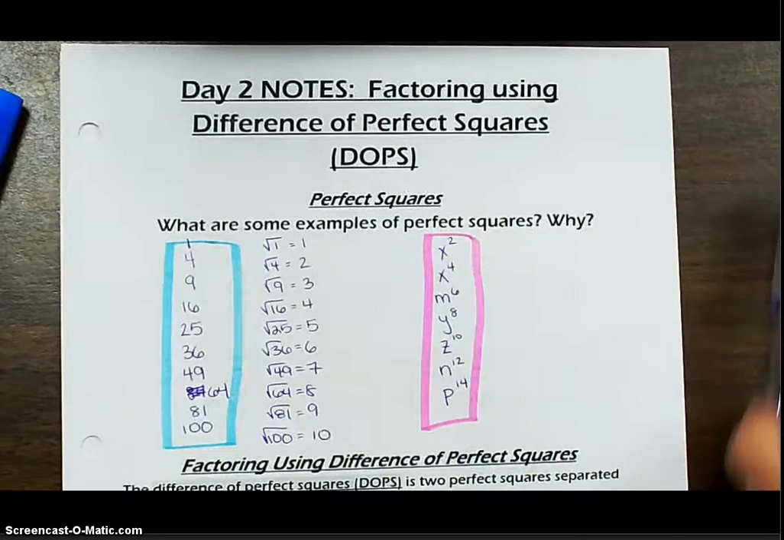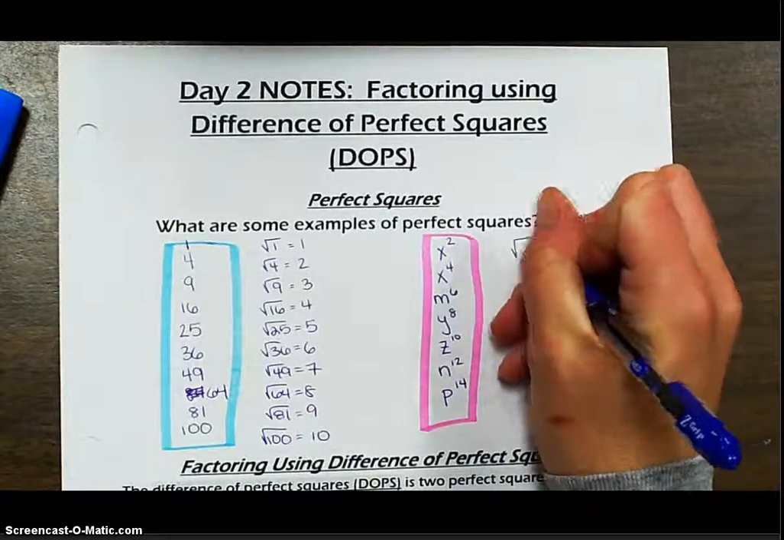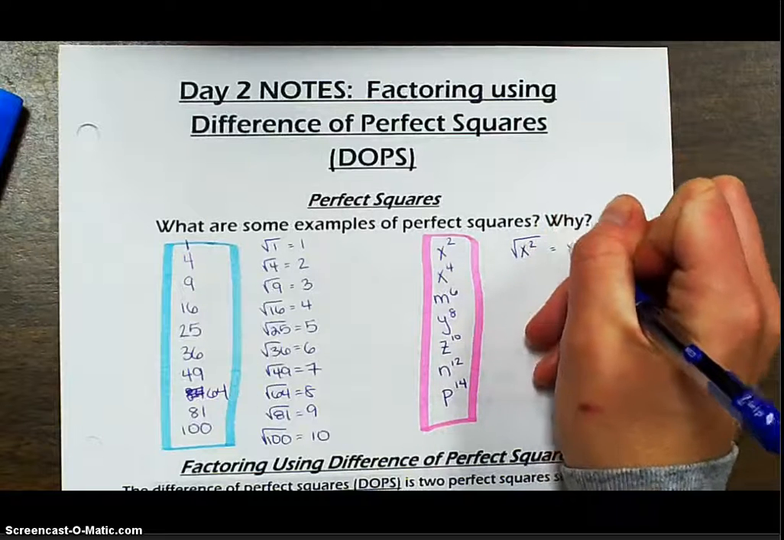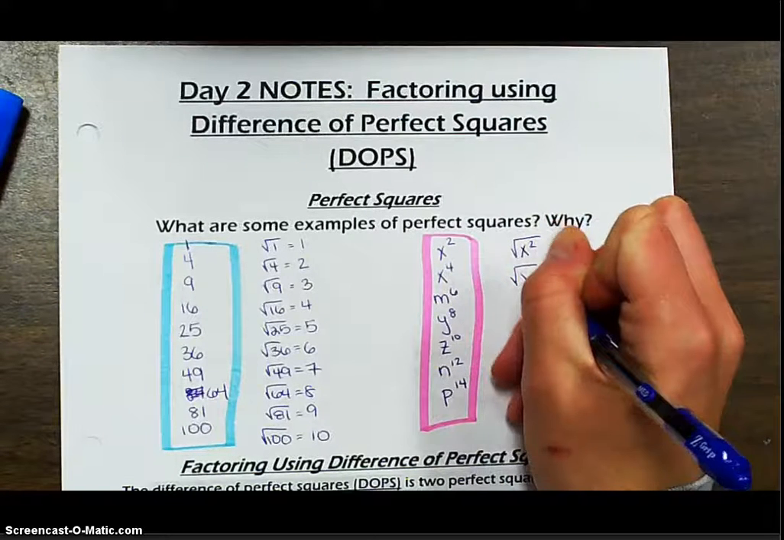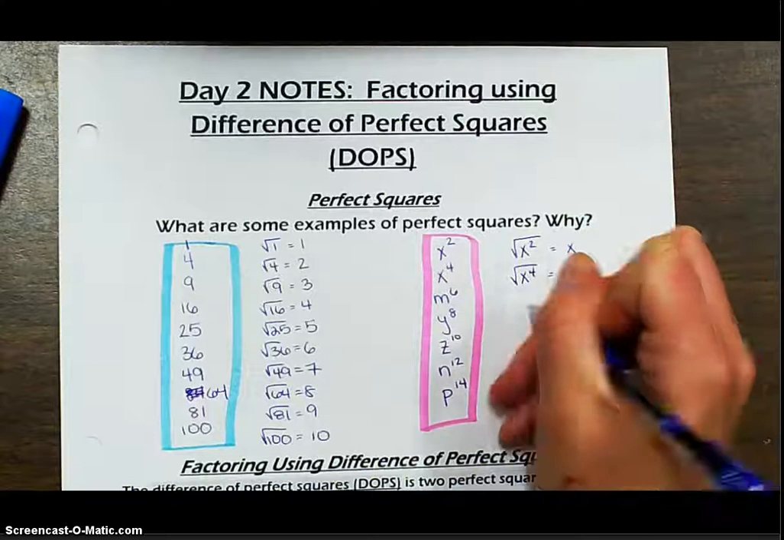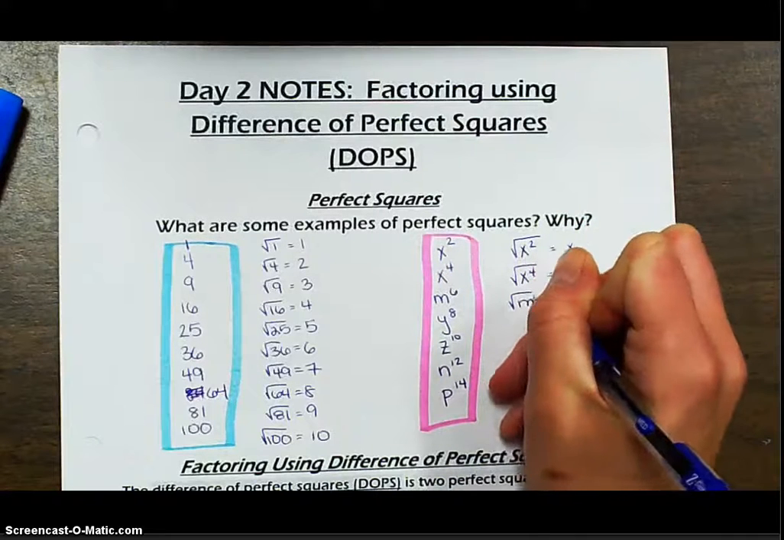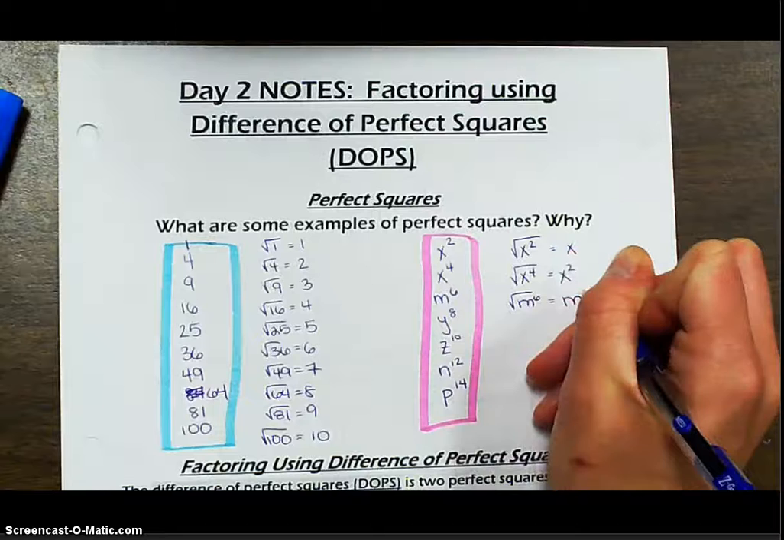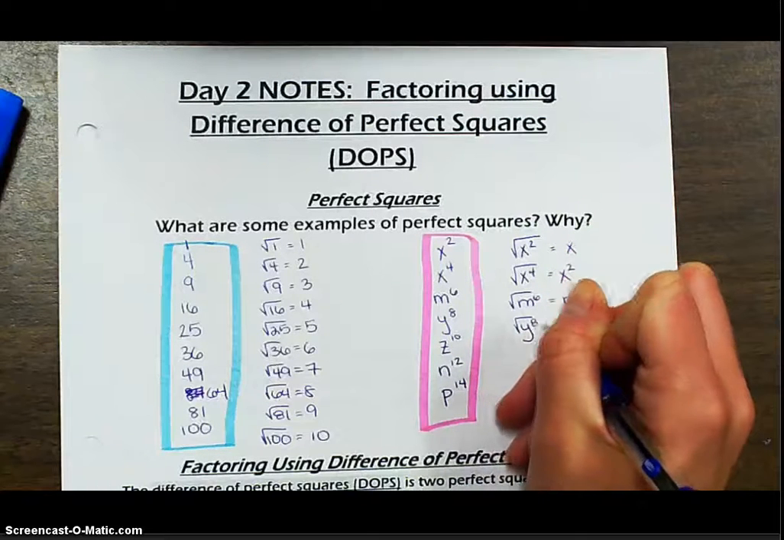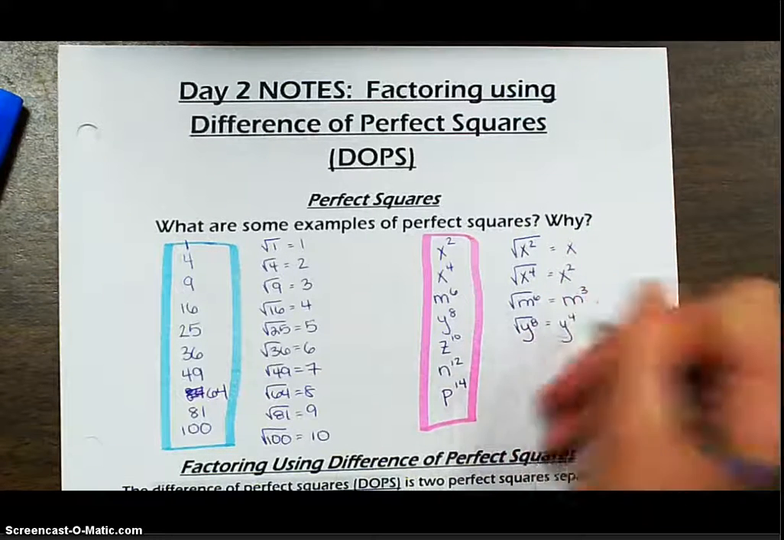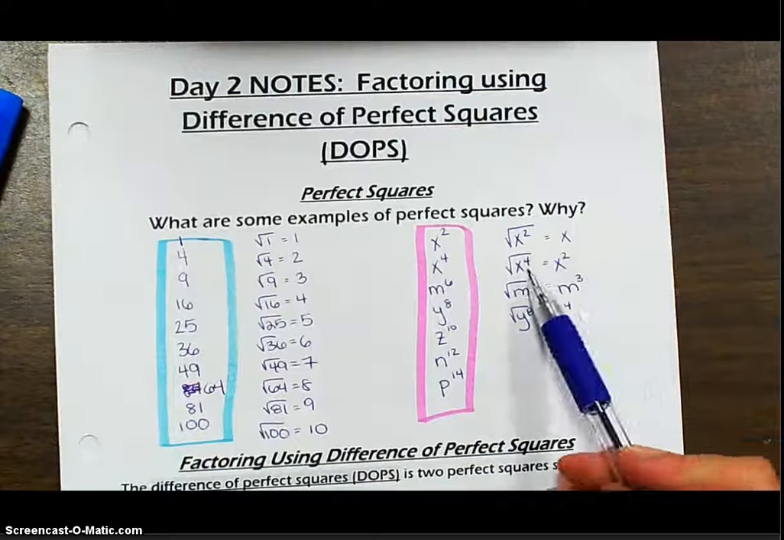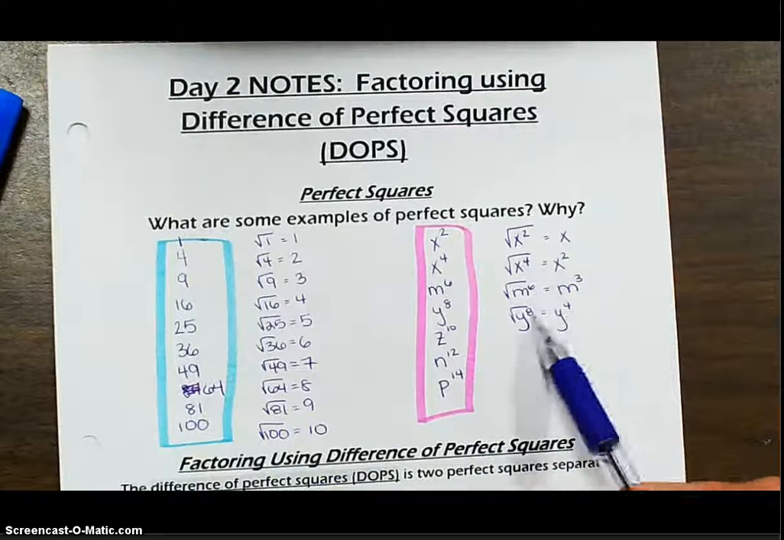Now, the reason they are perfect is because we can take the square root of them. So the square root of x squared is x. The square root of x to the 4 is x squared. The square root of m to the 6 is m to the 3rd. The square root of y to the 8 is y to the 4. Are you starting to see how you take the square root of a power? You end up dividing the power by 2.